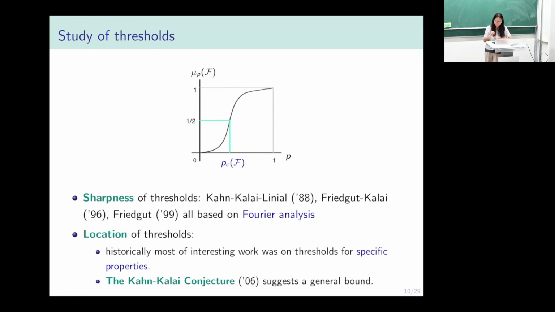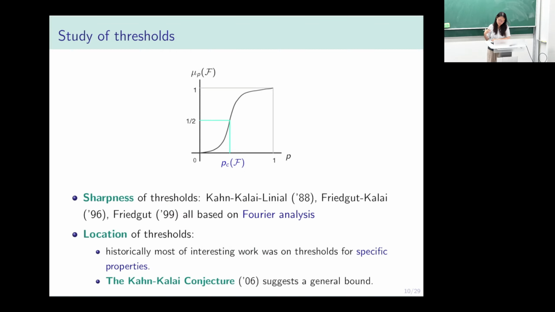So there are two interesting directions of study of thresholds. The first direction is called sharpness of thresholds. And roughly speaking, this asks how steep this graph is. That's called the sharpness of thresholds. And I think this answers Professor Ohm's question. This is a very interesting area, and there are many interesting results. Most of the work is based on Fourier analysis, but we are not going to talk about this direction.